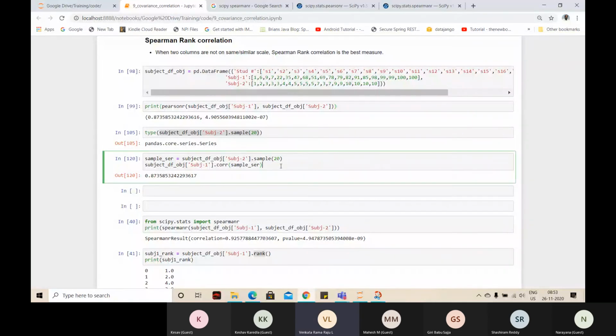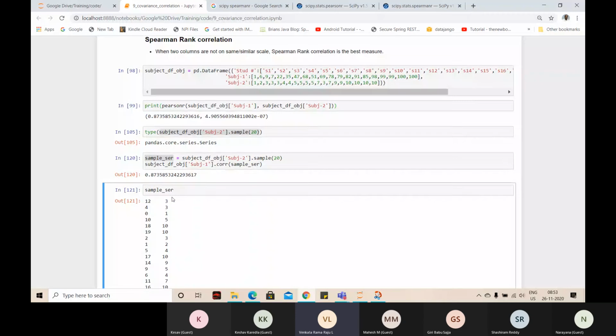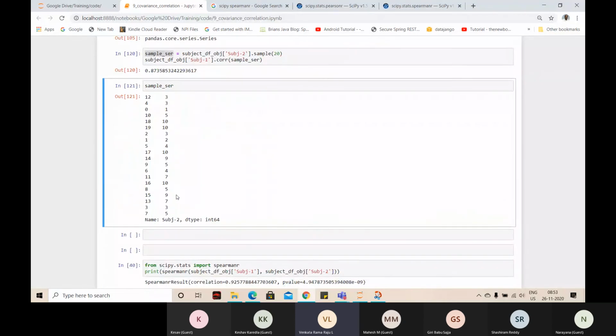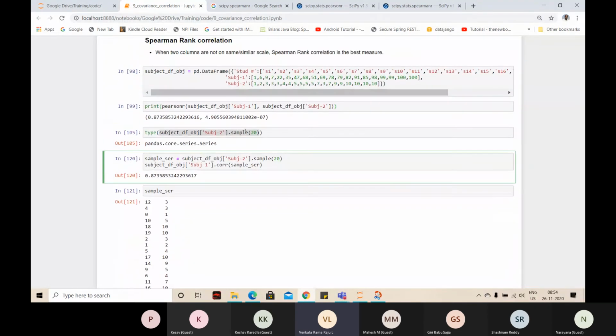It is not changing. I don't know why. Let me see. I think indexes are not changing. Okay, it is actually matching the indexes, I think. So I need to reset the index. Sorry, I forgot. Dot reset index. Dot reset index.